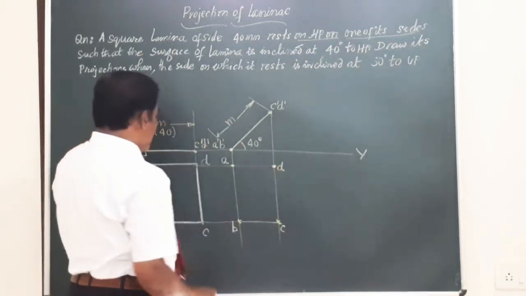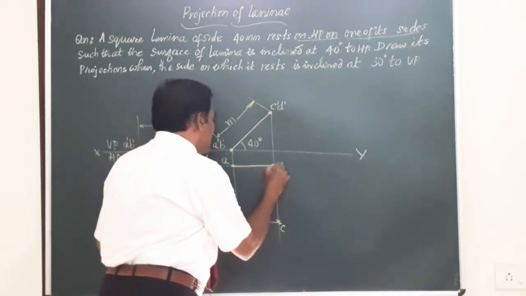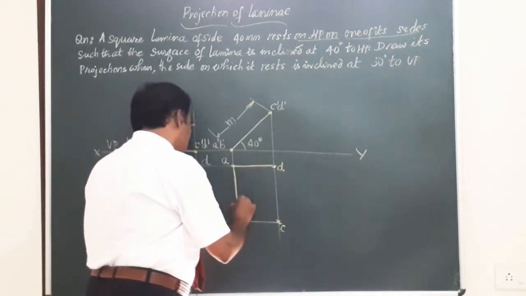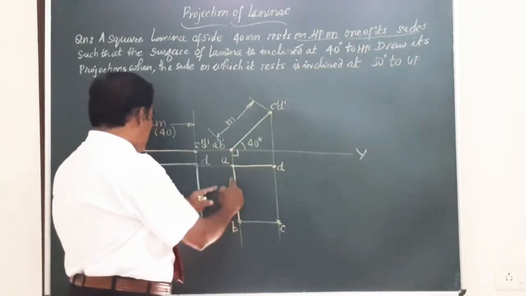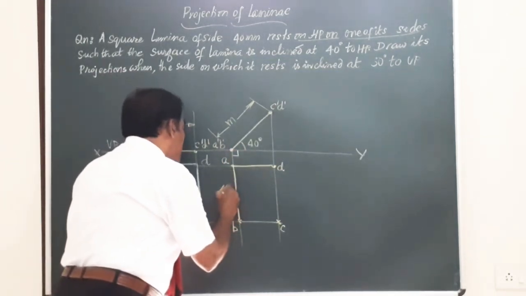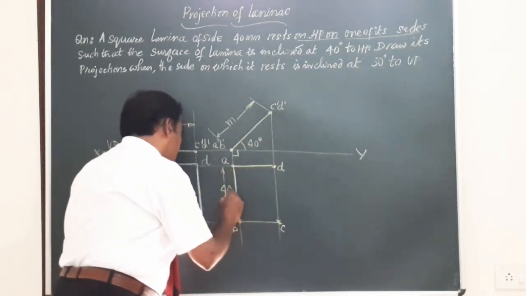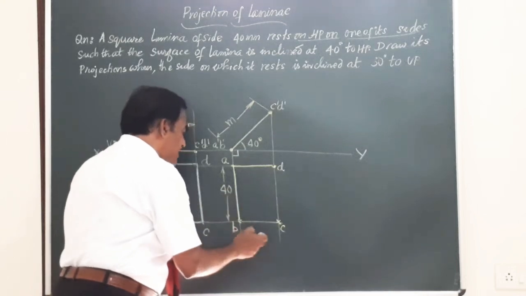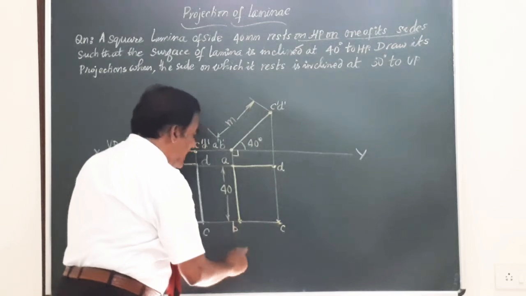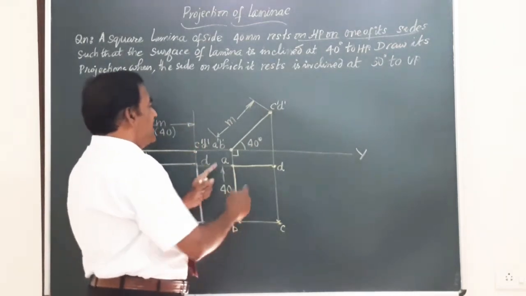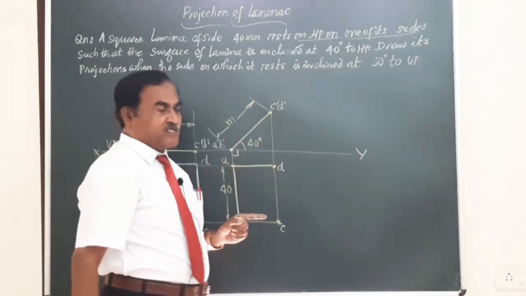Friends, you can have a comparison between the initial figure and the figure after the first tilt. You see here, this line AB, which is again perpendicular to VP, will have the same dimension. That means it will have 40 mm. Whereas the other two sides, namely BC and AD, are reduced in length and they will be lesser than 40. It all depends on what angle the surface is making with the HP.